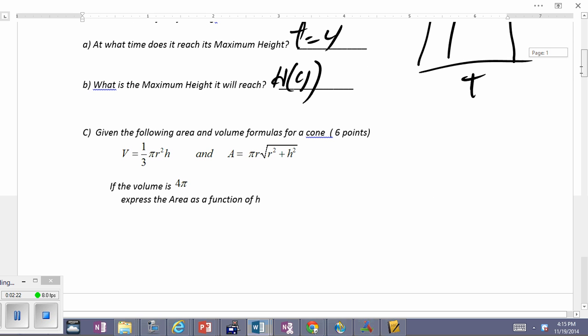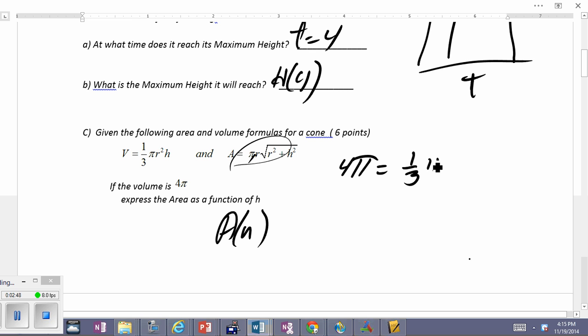Given is the following area formula for a cone. What do we want to do? Express area as a function of h. Here's our area formula. We want r out of there. We only want h. But we're given a volume, and the volume is 4 pi. And 4 pi is equal to 1/3 pi r squared h. Cross multiply gives you 12. Lose the pi, and you got 12 is equal to r squared h.